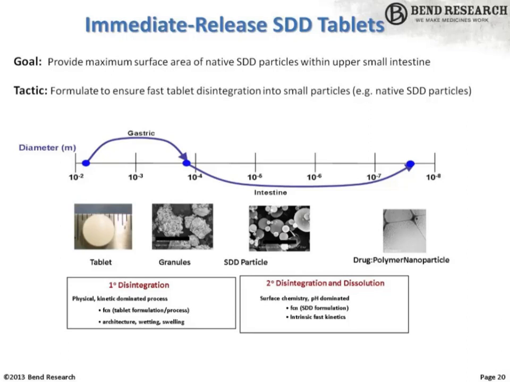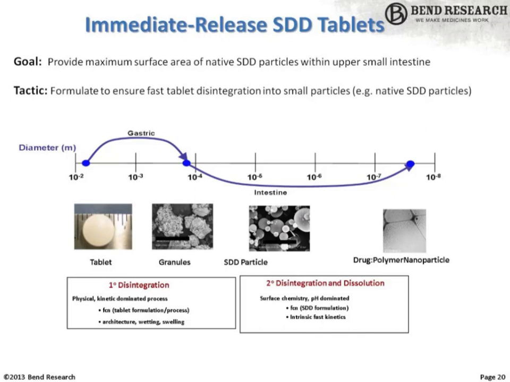Then finally, in slide 20, this is now taking the spray dry dispersion and putting it into an immediate release tablet. The learnings here really focus on providing a maximum surface area of the native SDD particle as rapidly as possible in the upper intestine.